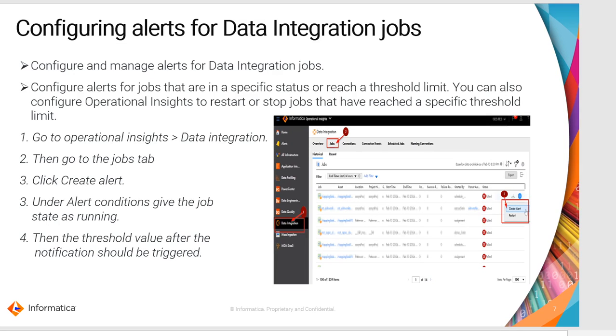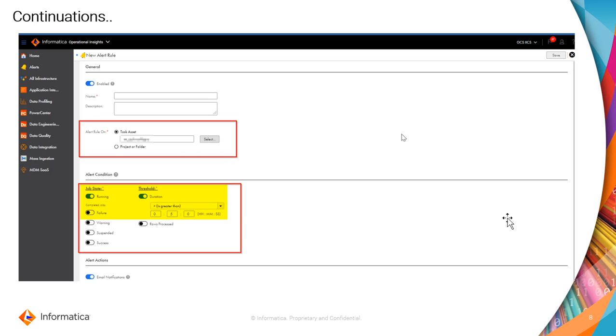Configuring the alert for the data integration jobs. We can configure and manage the alerts for the data integration job as well. To do so, we need to navigate to the Operational Insight service, go to the Data Integration tab, and under the job select the specific job on which we want to create an alert. There we can define the specific options based on which we want to specify the alert and get the notification. This is how the UI looks when we are creating the alerts on the specified job.